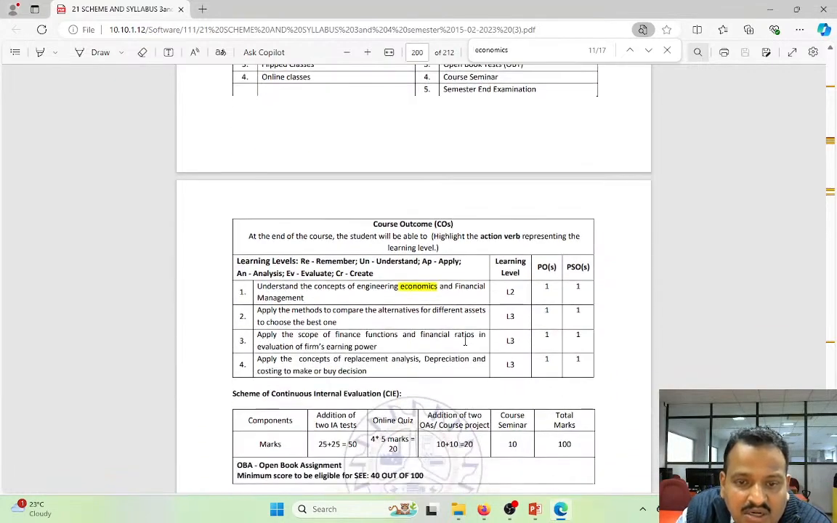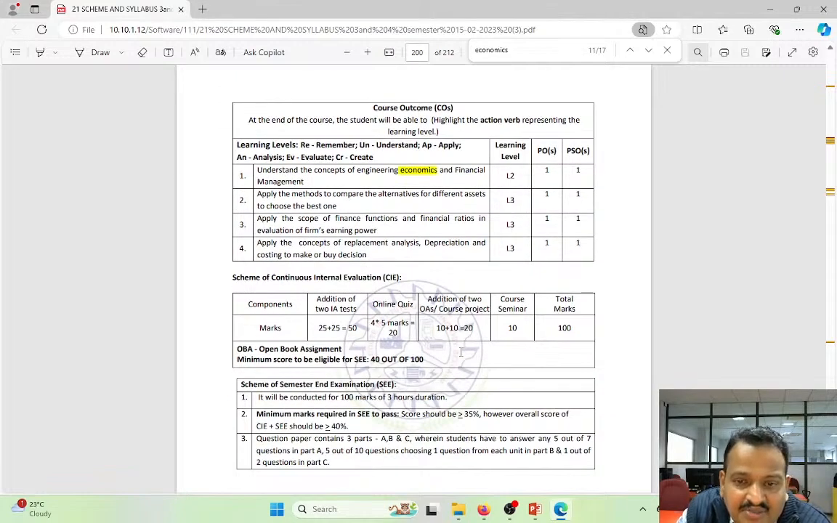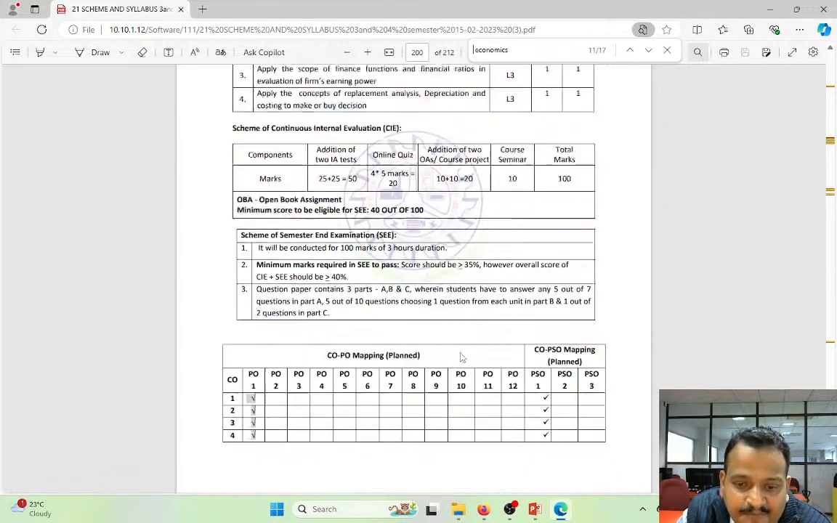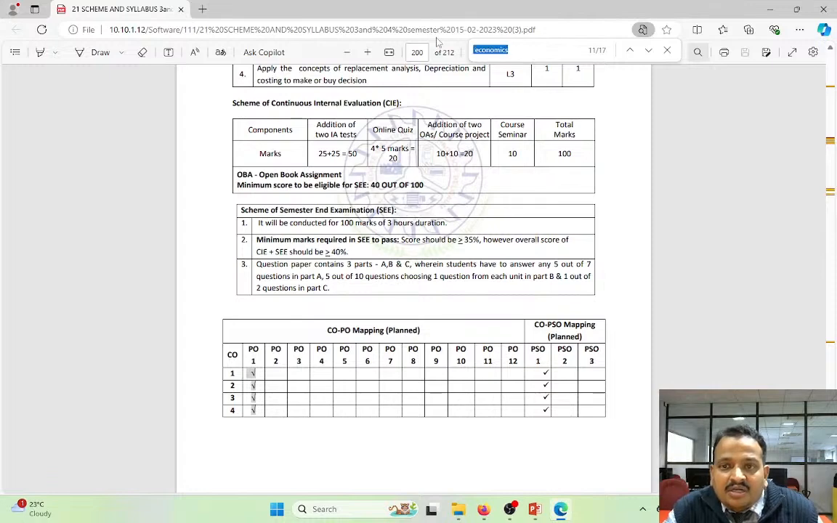So the course outcomes: understanding the concepts of engineering economics, financial management, then apply the methods to compare the alternatives for different assets to choose the best one, apply the scope of finance functions and financial resources. So you can take this subject in case you want to go for higher studies, where you want to take MBA as your postgraduation. So it will be helpful for this, and those who have their own industry, or those who want to go for a startup. So this will help a lot in understanding the economics of engineering. So this is about engineering economics.